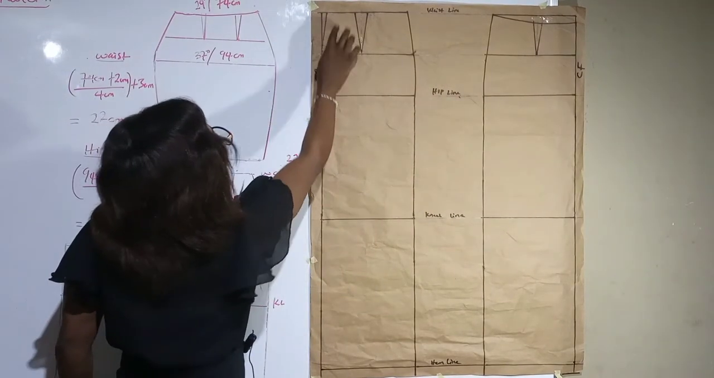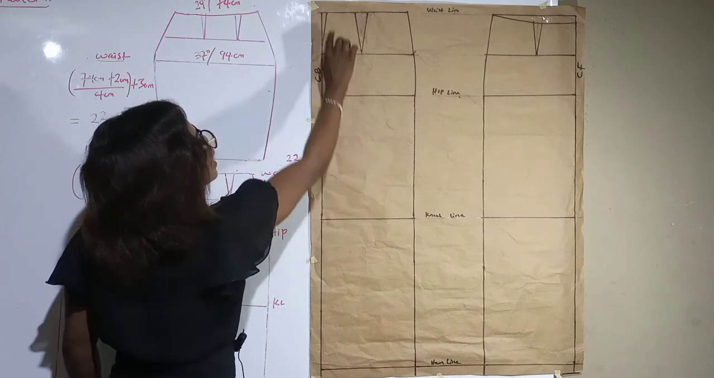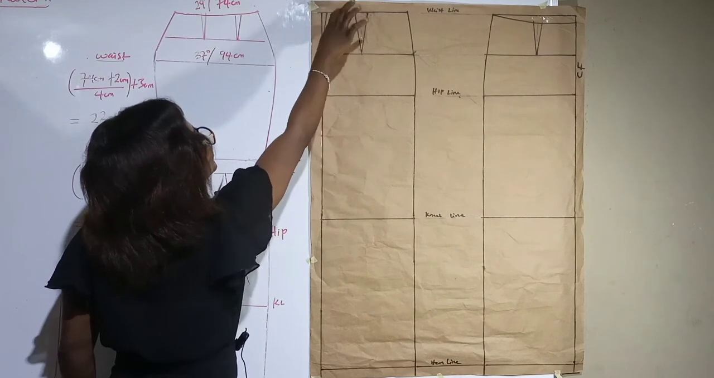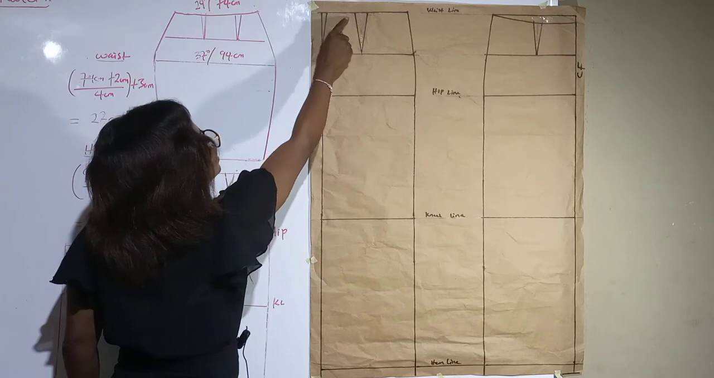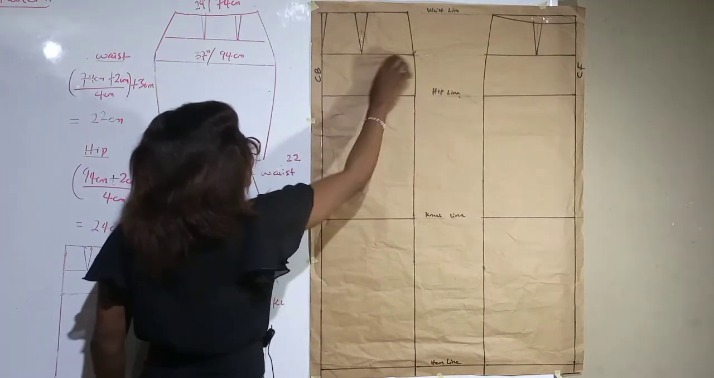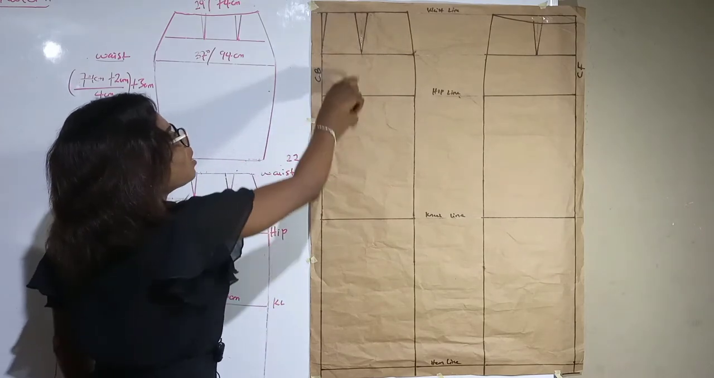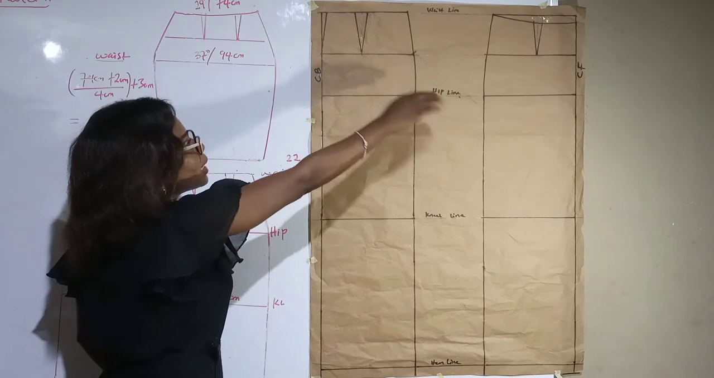From the waist to the hip, I said it's 22 cm. Half of it, midway in between the waist and the hip line, is 11 cm. That represents almost the length of your dart, and it also serves as your yoke line.